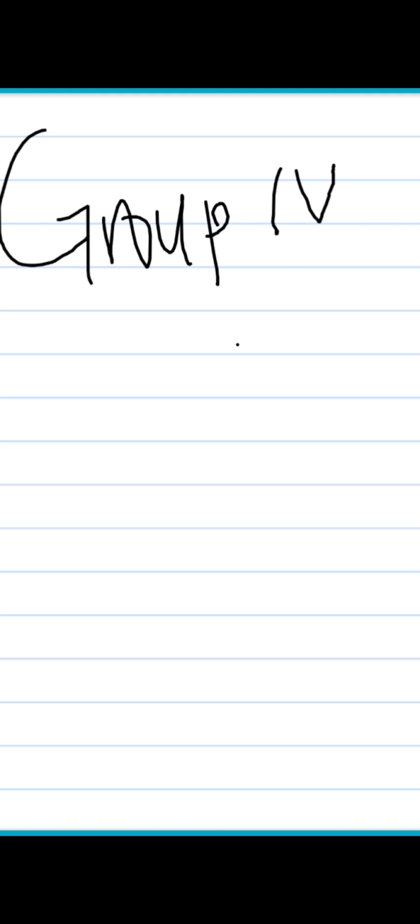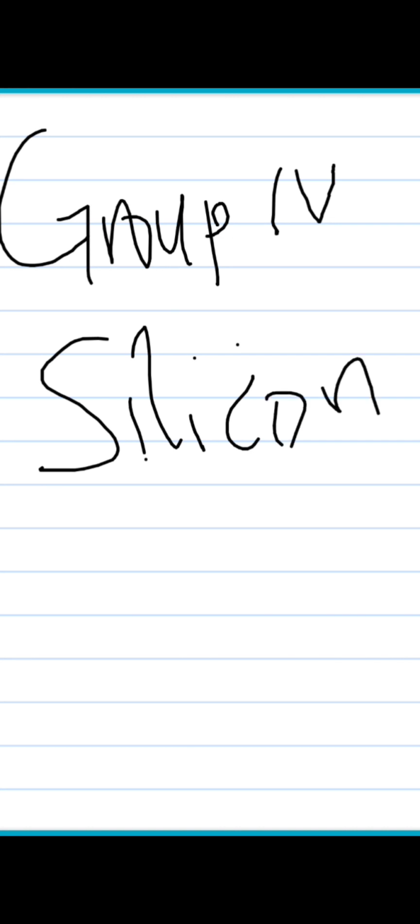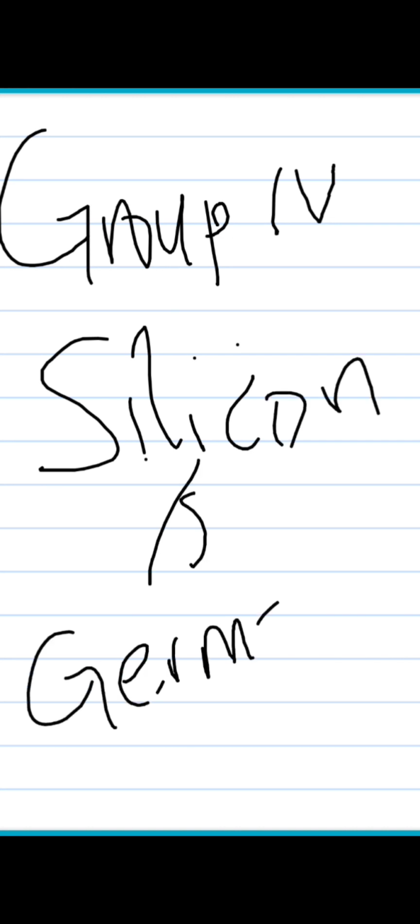A good example of pure semiconductors, or elements that are semiconductors in group 4, is silicon and germanium. So in case the exam asks what the pure semiconductors are, it is silicon and germanium. And they are in group 4. And they are pure semiconductors.